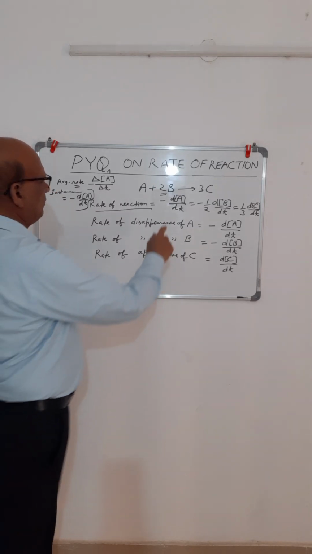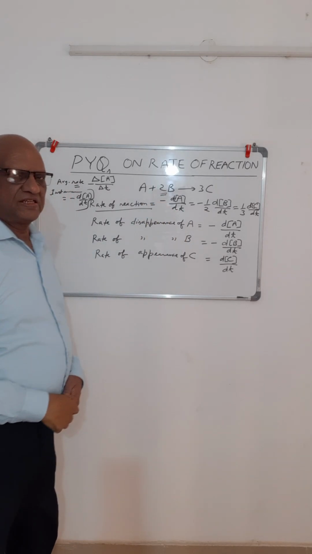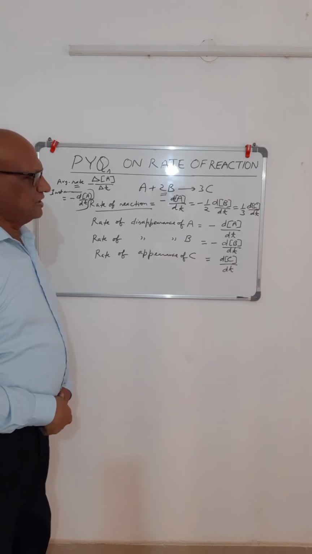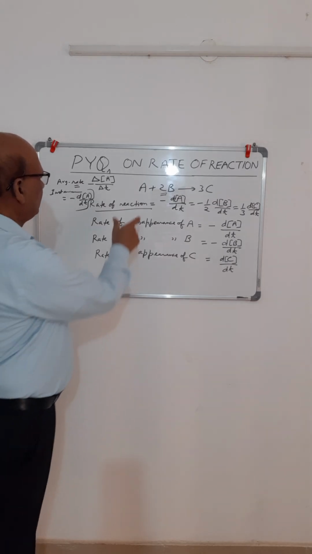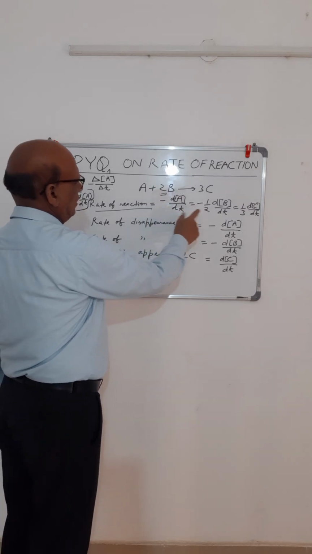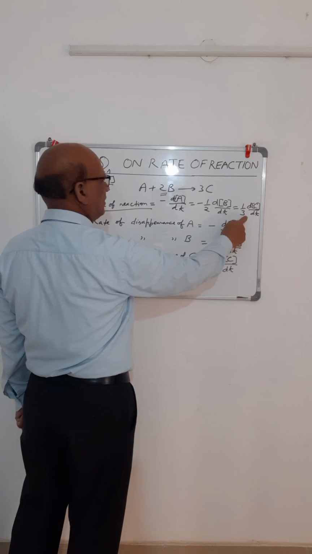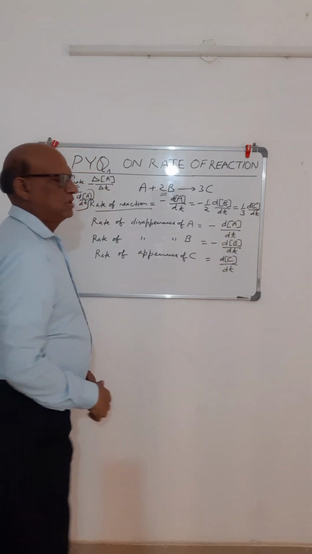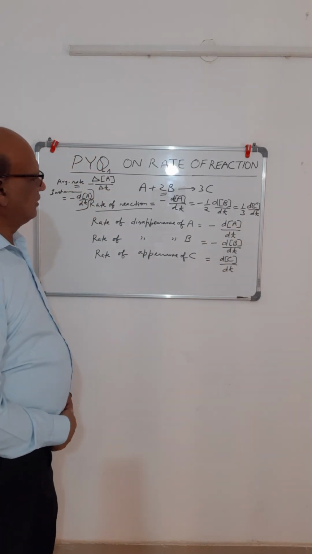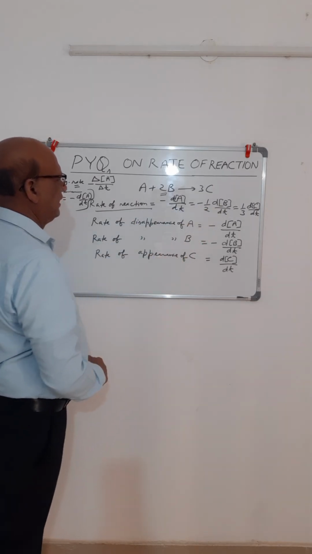Now why we have put the minus sign in case of reactants? Because we know that the reactant concentration will decrease with time. So to make the rate of reaction positive, we have put negative signs for the reactants, and we have put positive sign for the product because product concentration will increase with time. So this is how the rate of reaction is expressed.